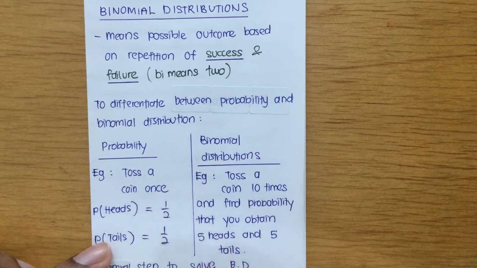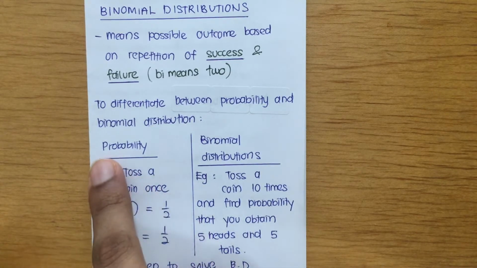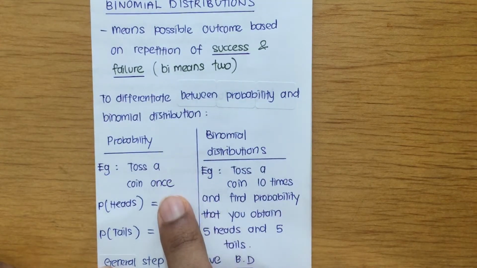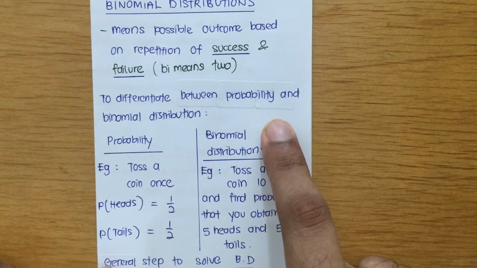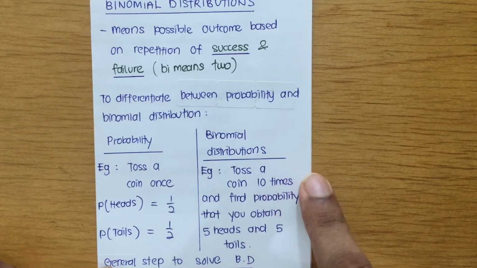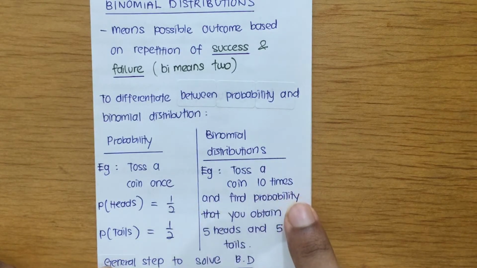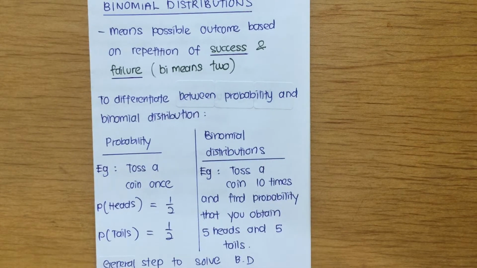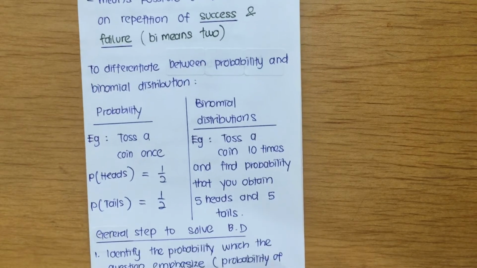So this is the distinct difference between probability and binomial distribution. For probability you toss your coin once, whereas for your binomial distribution you toss a coin 10 times and then you find the probability that you obtain 5 heads. Moving on to the next note.